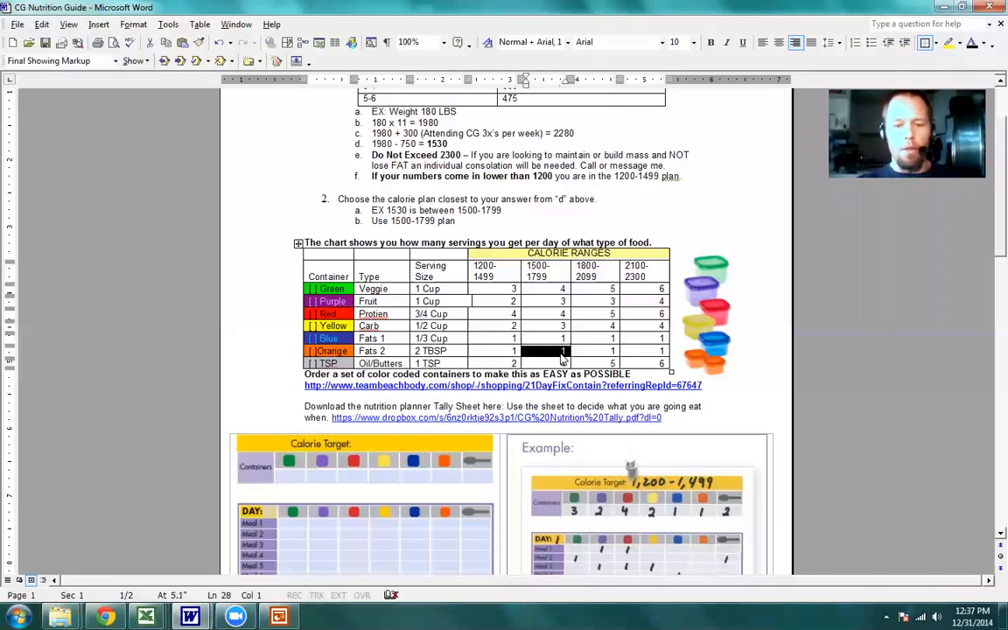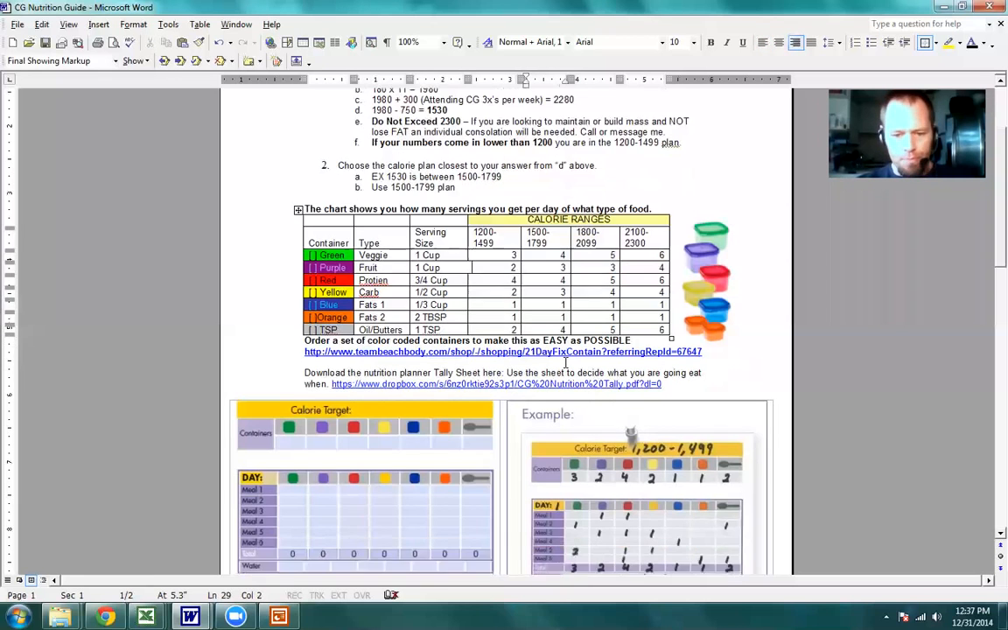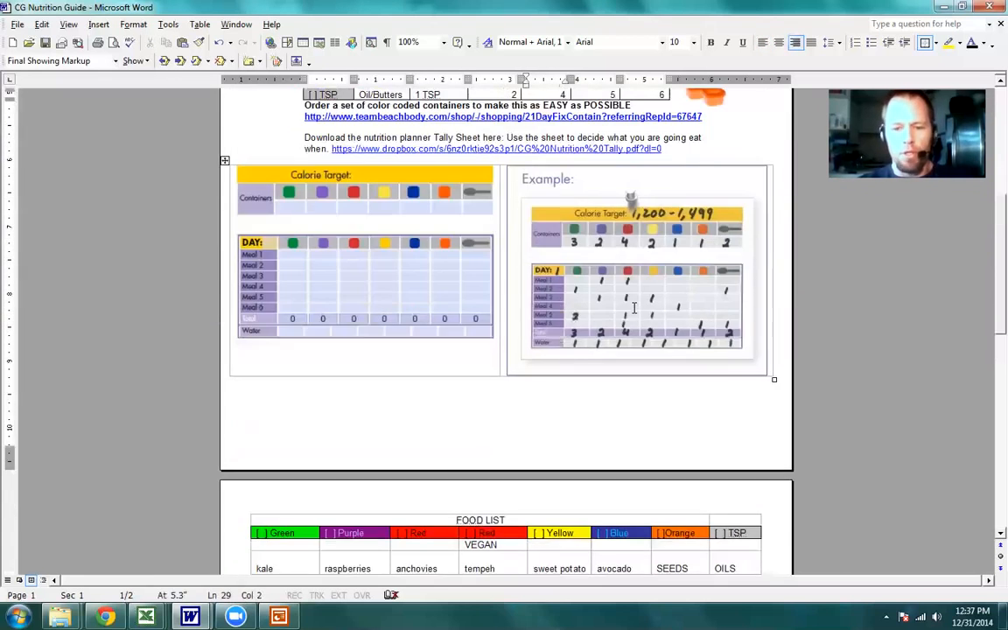Now, the next fat, those are orange. That's seeds, and the serving size is 2 tablespoons, and you would allow yourself 1 of those per day. The next category is oils and butters, and that's going to be 4 servings, and those are 1 teaspoon servings. You're going to get 4 of those per day. So now let's go take a look at the food lists, and we'll come back up to look at this chart in a second.